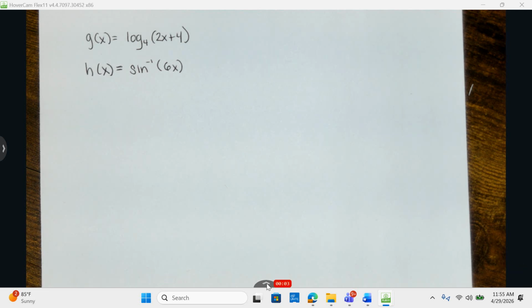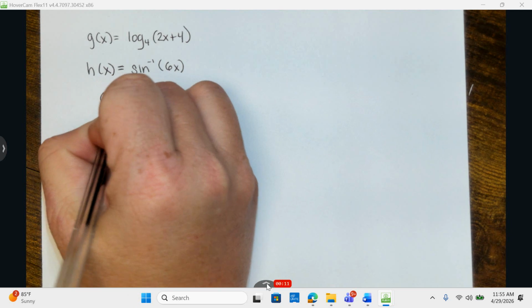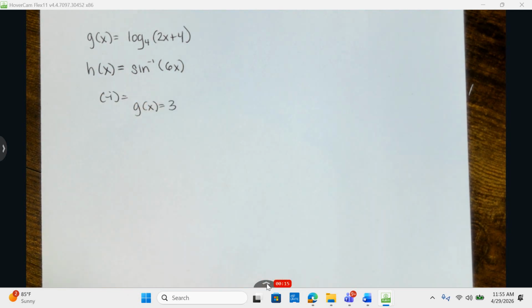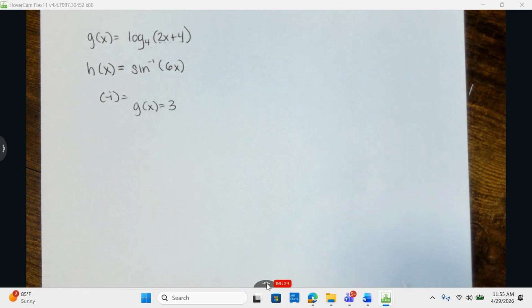Okay, in question number 4, we are provided functions g and h as shown. And for the first part, part A, we are asked to solve when g of x equals 3. And we want to make sure that x is in the domain of g. So first of all, what does it mean if x is in the domain?